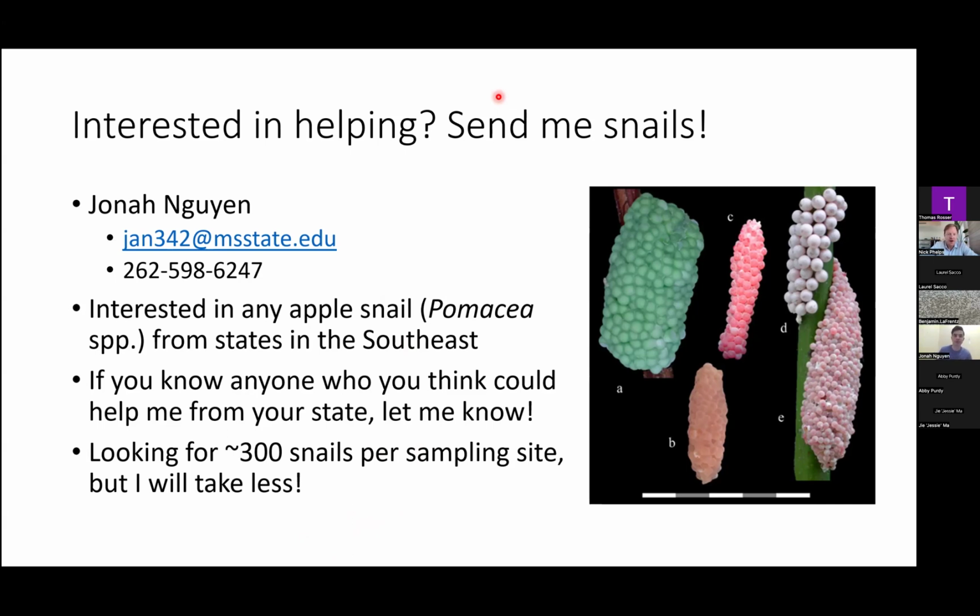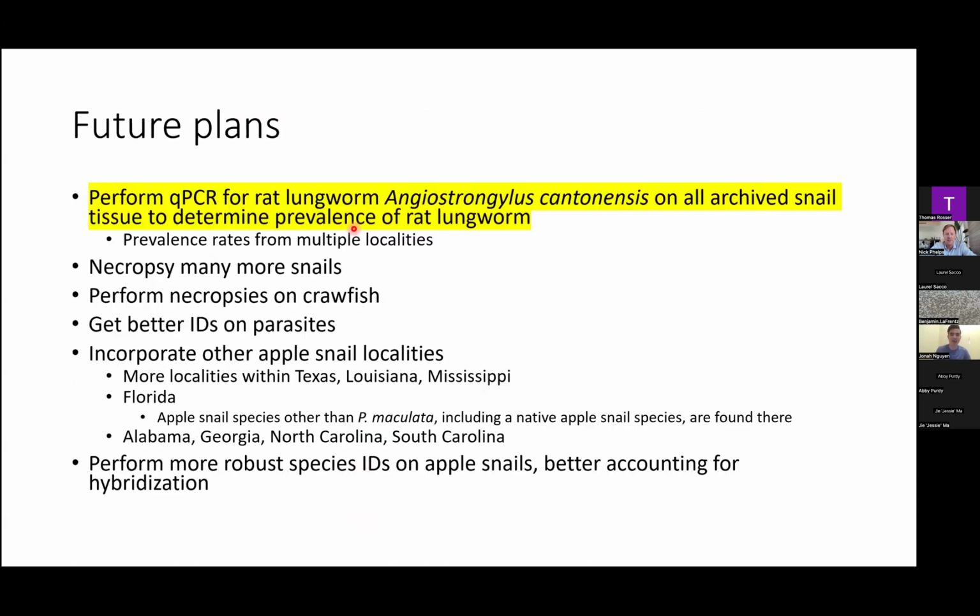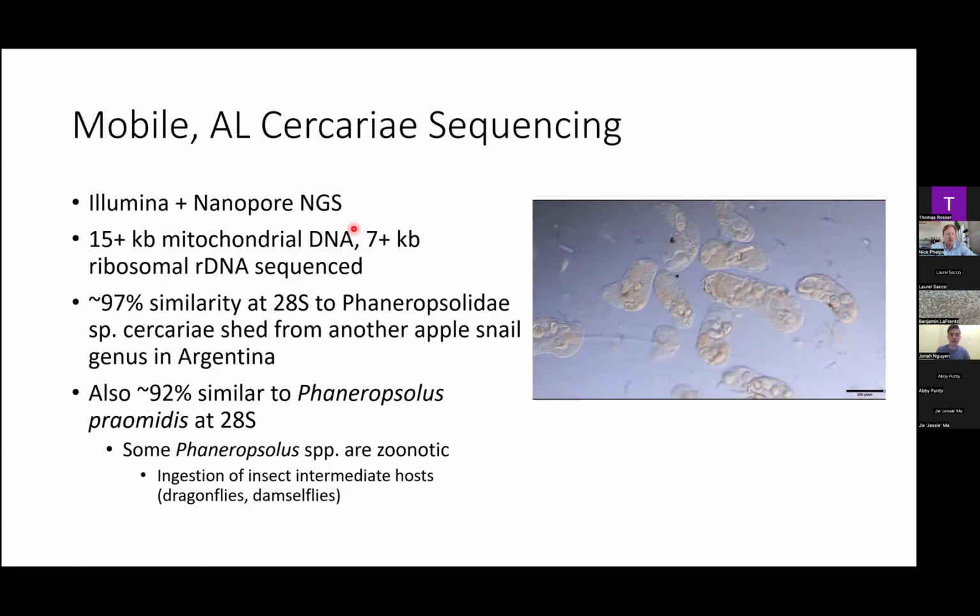I'll ask you one, Jonah. Have you found anything that seems to be pathogenic to the snails while you're looking at them? That's a hard question to answer. Cercaria, when they're in high enough amounts, can castrate the snail and cause them not to be able to reproduce. So in that way, you could say so.